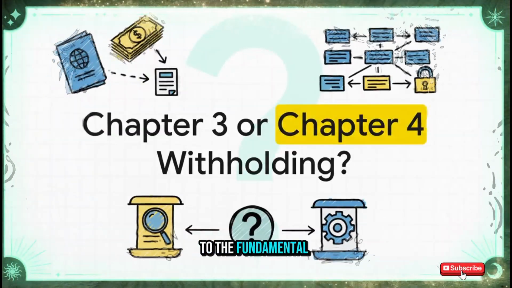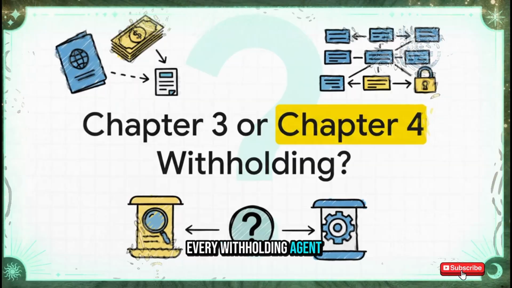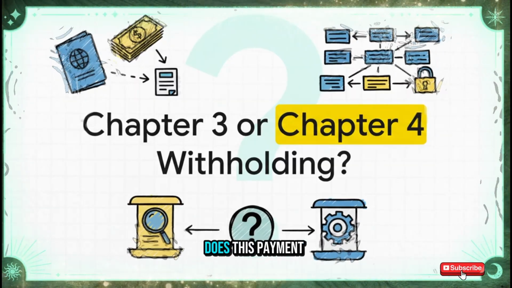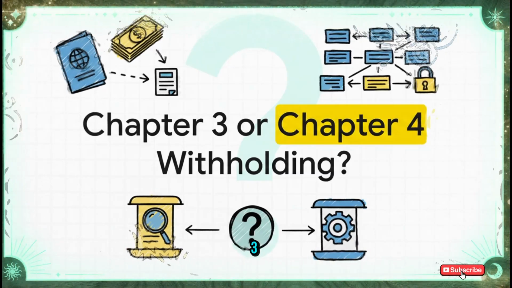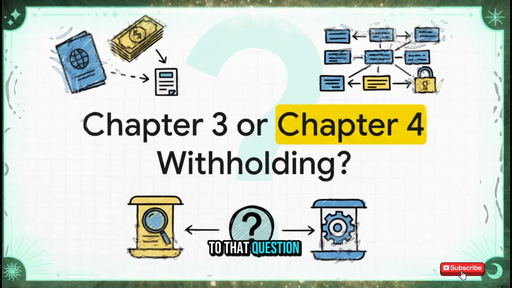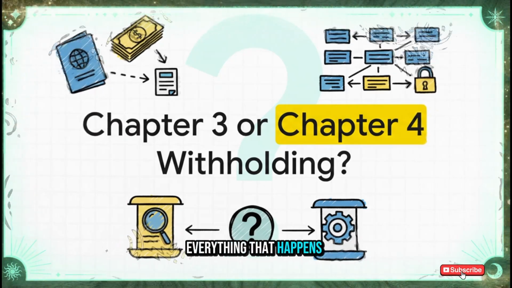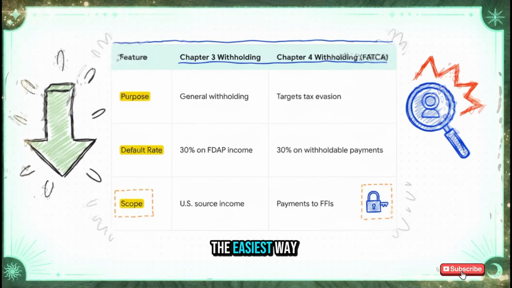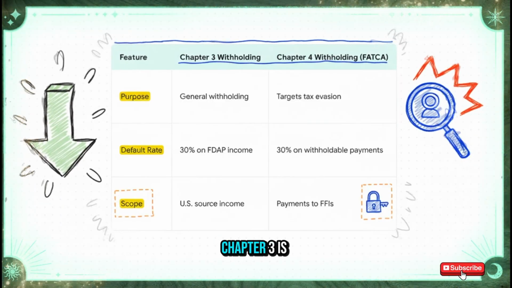This brings us to the fundamental question every withholding agent has to ask themselves before they do anything else. Does this payment fall under the rules for Chapter 3, or does it fall under Chapter 4? Because the answer to that question is going to dictate everything that happens next. This table breaks it all down. The easiest way to think about it is that Chapter 3 is kind of the general catch-all rule.